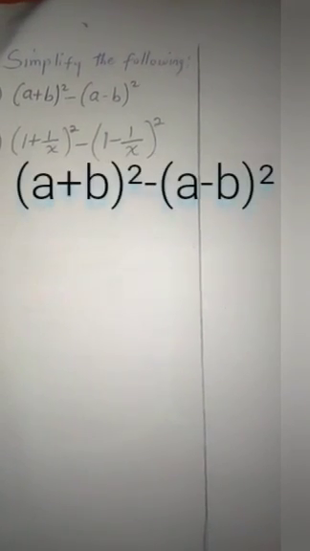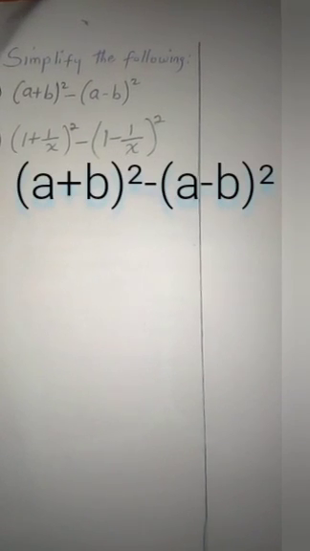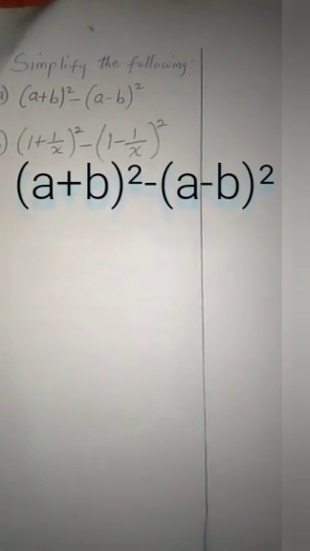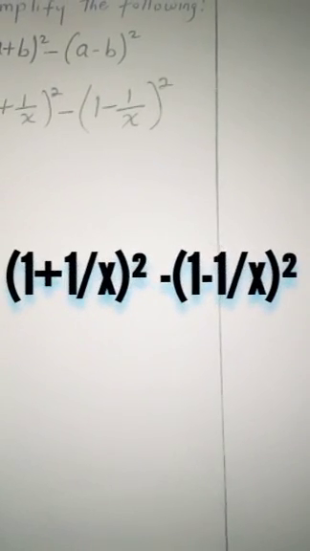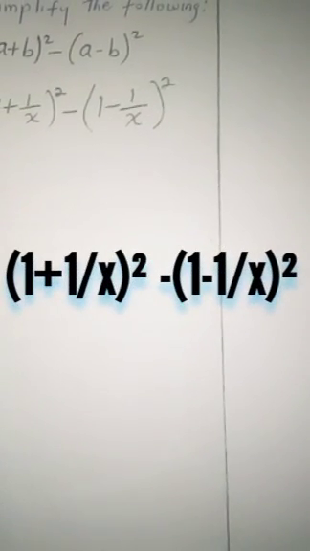Hello guys, in this video I want to take you through this question. Question: simplify the following: (a + b)² − (a − b)², and (1 + 1/x)² − (1 − 1/x)².